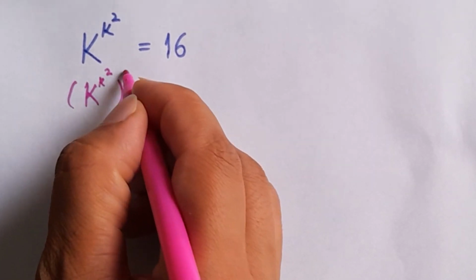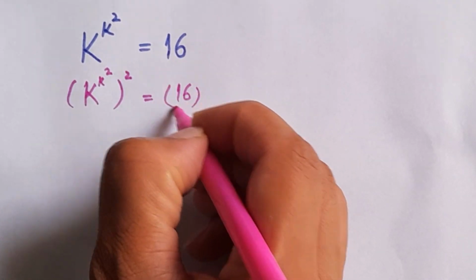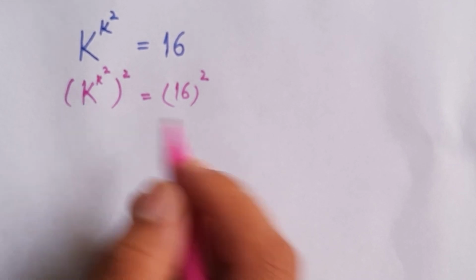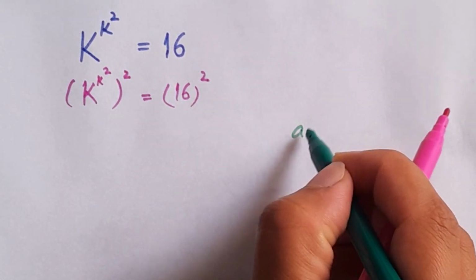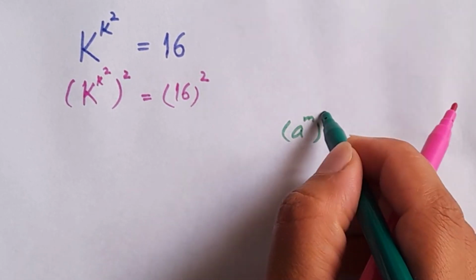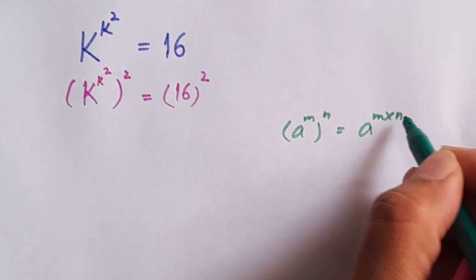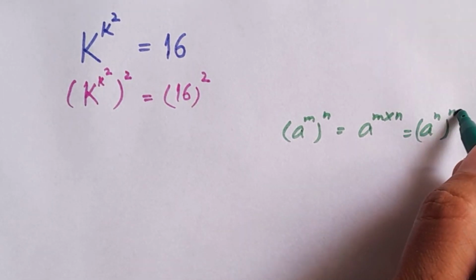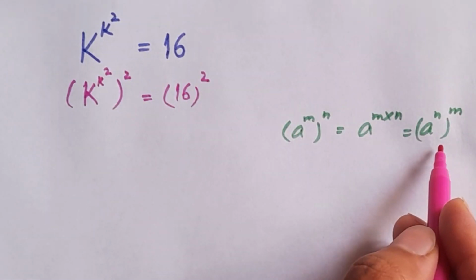First of all, we are going to take square of this equation on both sides. Here we will use the power of a power rule, that is, a raised to power m raised to power n is equal to a raised to power m times n, means powers will be multiplied, and this is also equal to a raised to power n raised to power m. For the left hand side we are going to use this rule.